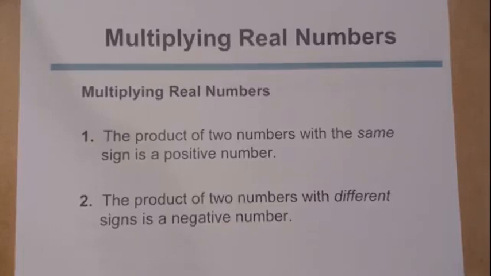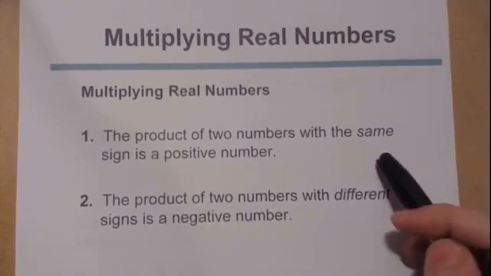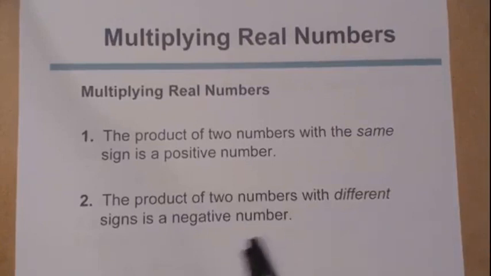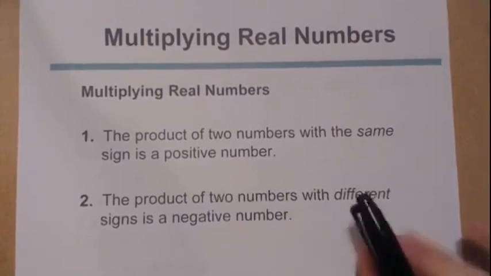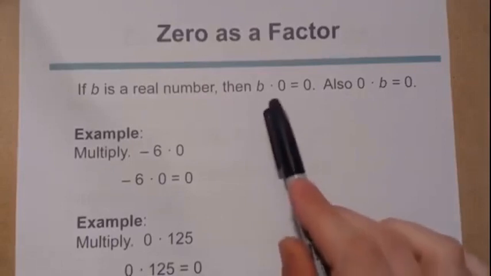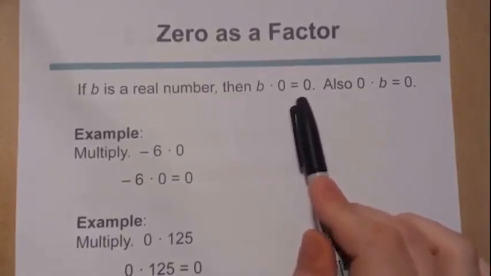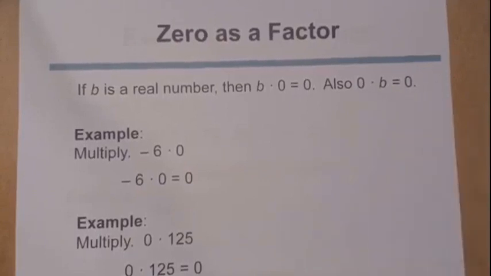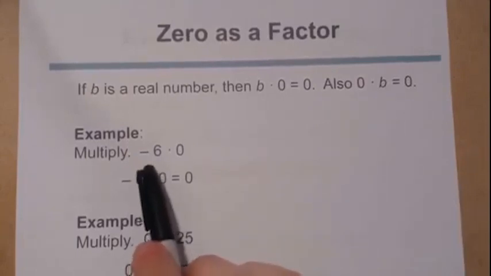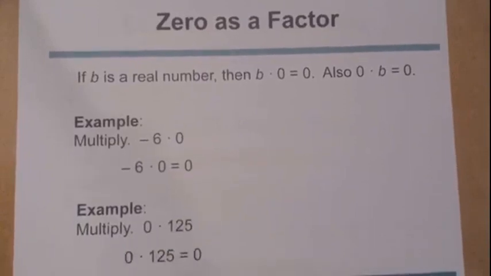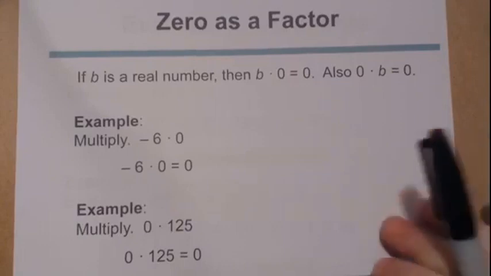So for multiplying real numbers, the rules are pretty simple. If they have the same sign, our answer is going to be positive. And if there are different signs, our answer is going to be negative. Zero. Anything times 0 is 0, and 0 times anything is 0. It doesn't matter whether the number we're multiplying by is positive or negative. Here we see negative 6 times 0 is 0. 0 times positive 125 is 0.